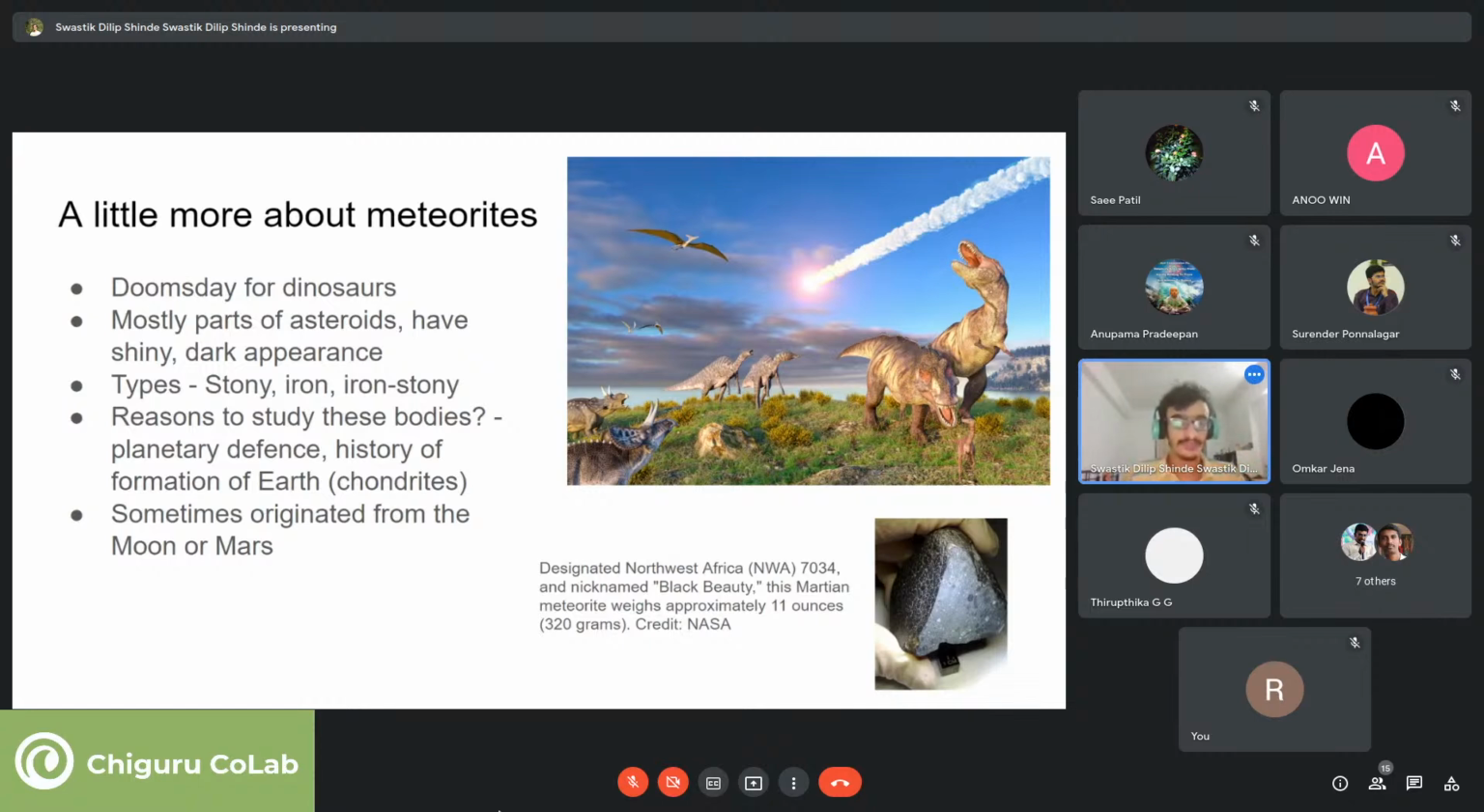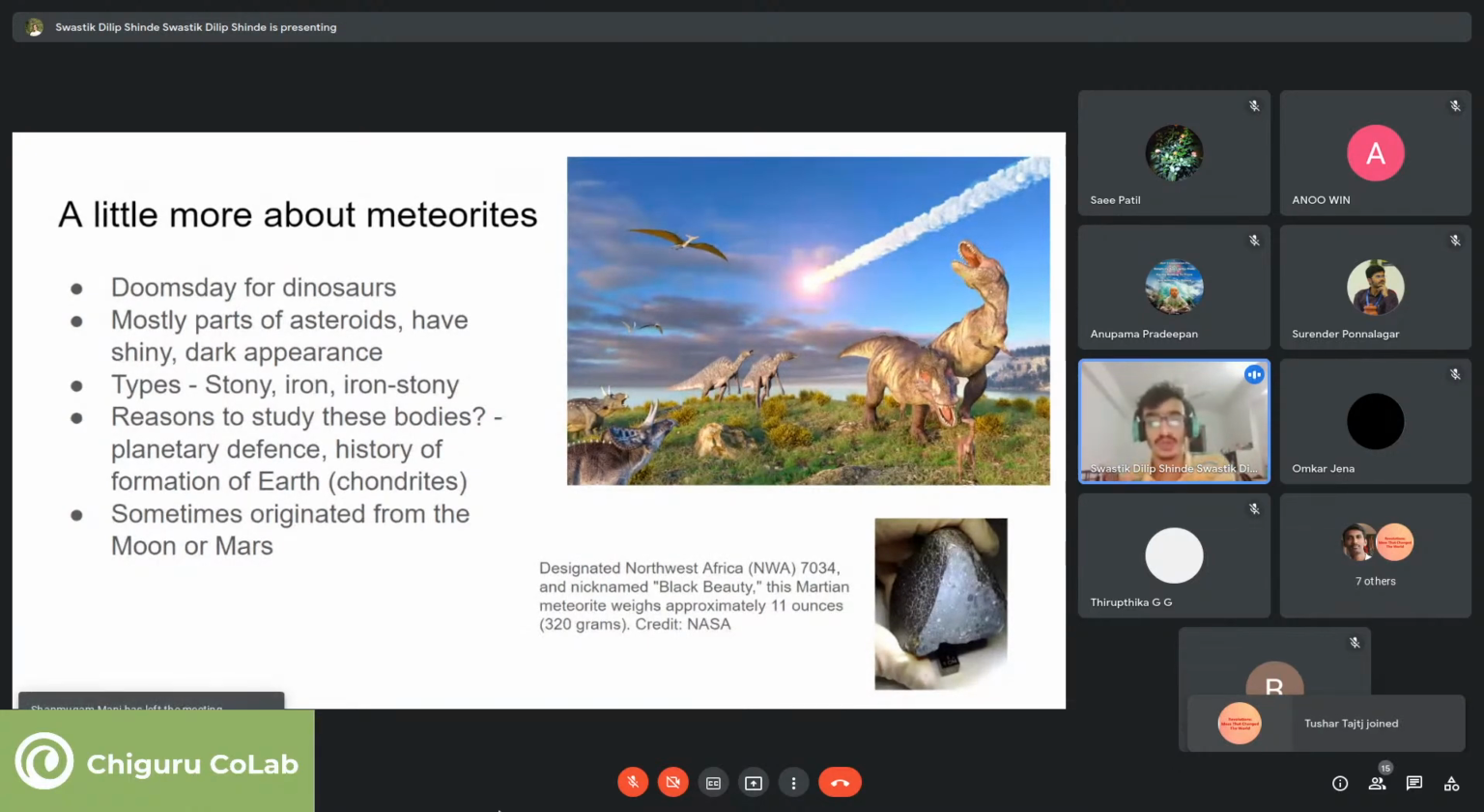And as I said earlier, sometimes these asteroids can also originate from Mars or the Moon. So using those, we can also study Mars and the Moon's history. Okay, so this is why we need to study these asteroids, meteors and meteorites. Not just for defense, but it's also useful for science.